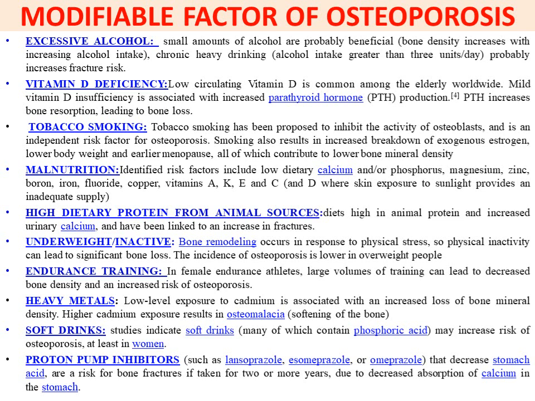Next, underweight but inactive. So an underweight person is suffering with impaired bone remodeling. Remodeling will not be proper, so due to some physical stress or physical inactivity, bone loss happens. So, underweight person. Next, endurance training. So endurance means overtraining. In female endurance athletes, a large volume of training can lead to decreased bone density and an increased risk of osteoporosis. So over physical exercise causes loss of bone.